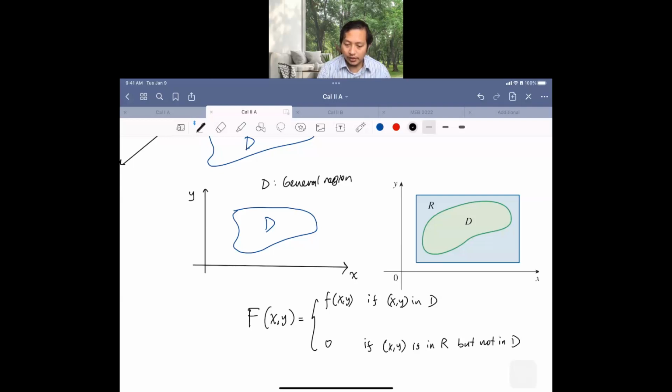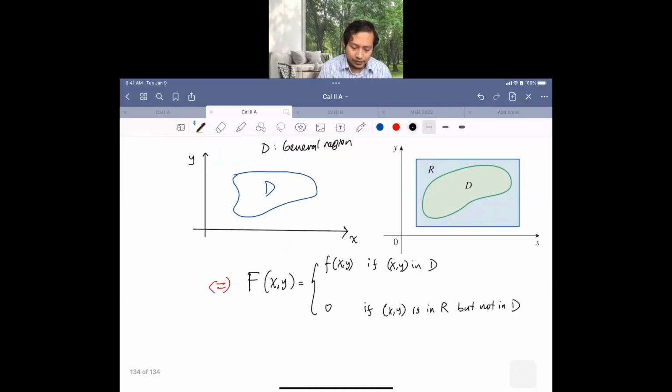Of course, what it means is that if the point is here, it will be 0 because it's not projected to the surface, right? So we can say it's 0. This definition or description helps us observe at least the area of the projection of the surface.